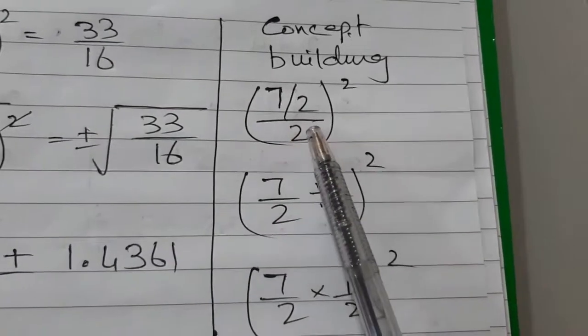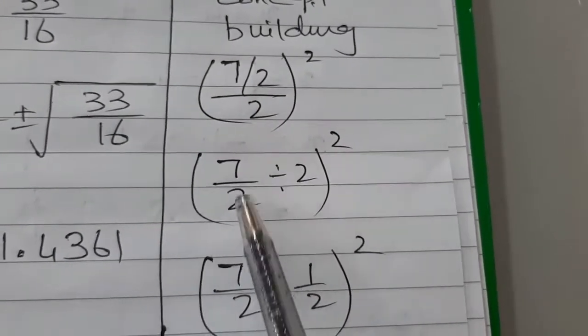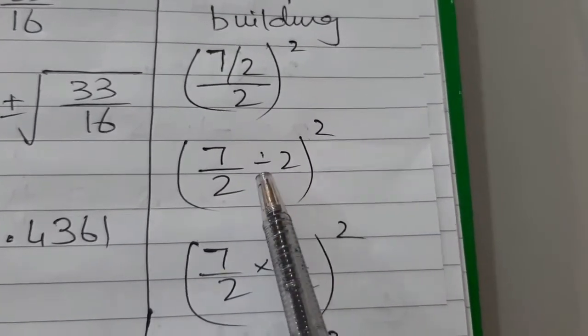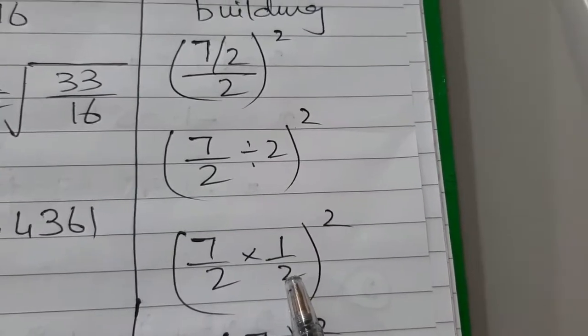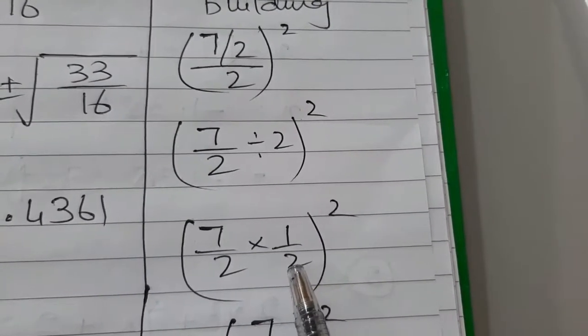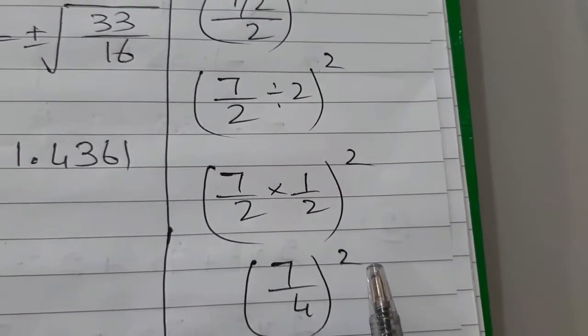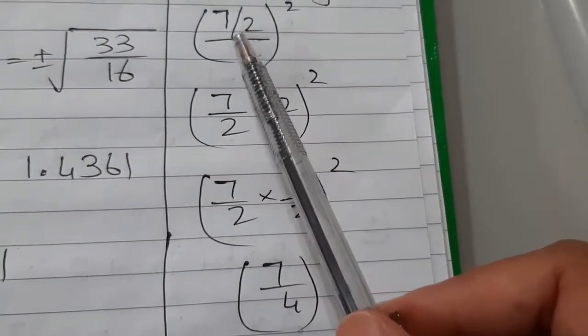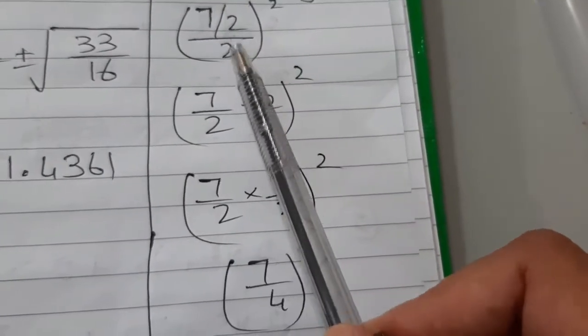Actually when you write 7 over 2 divided by 2, in other words it is 7 over 2 divided by 2. When you change the division sign into multiplication, the number gets inverted. So 2 will become 1 over 2. So it is 7 divided by 4, whole square.